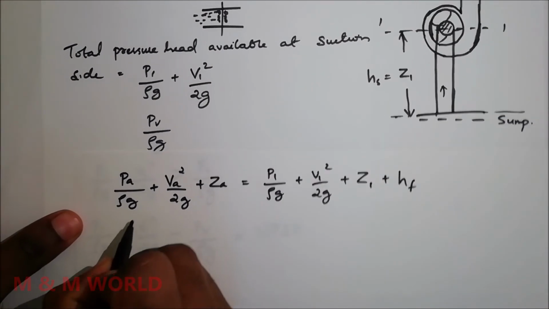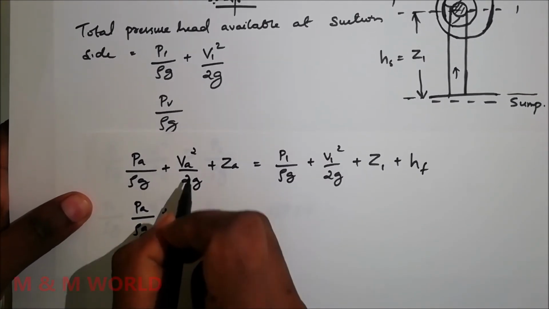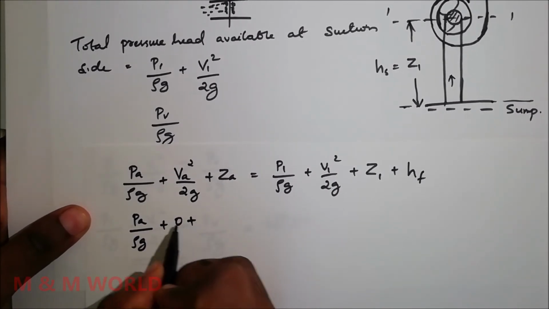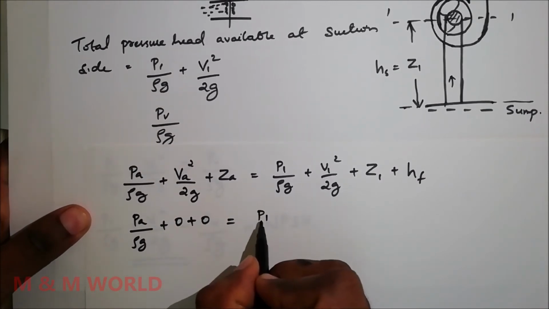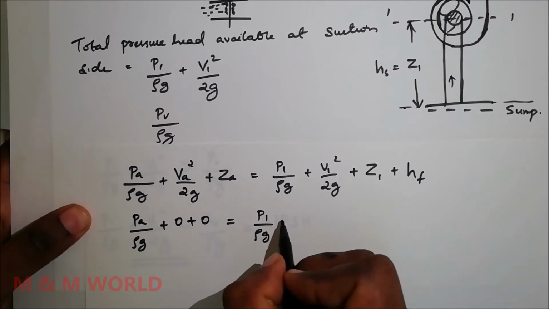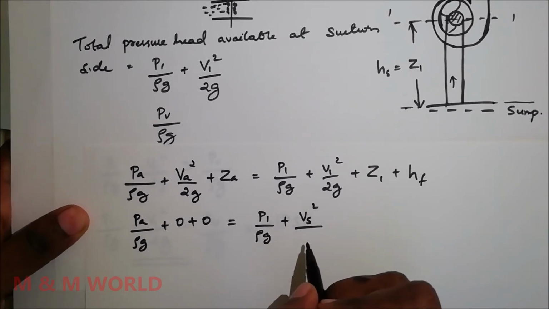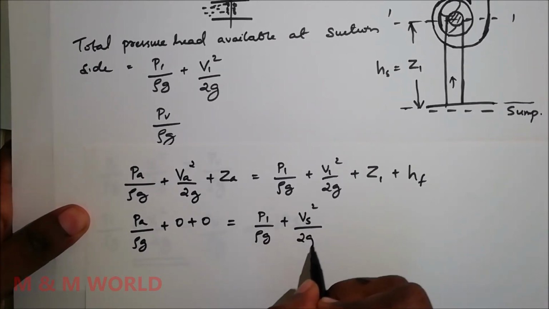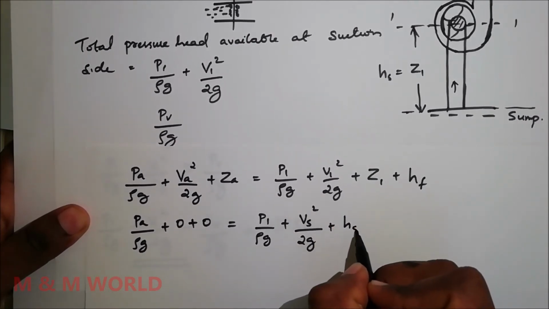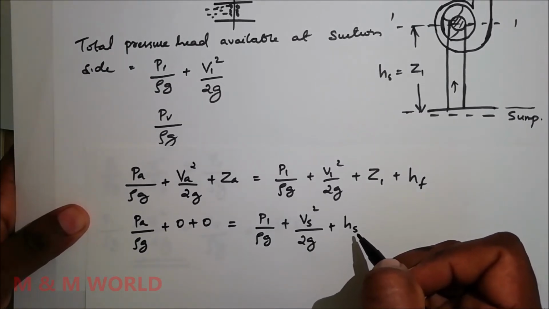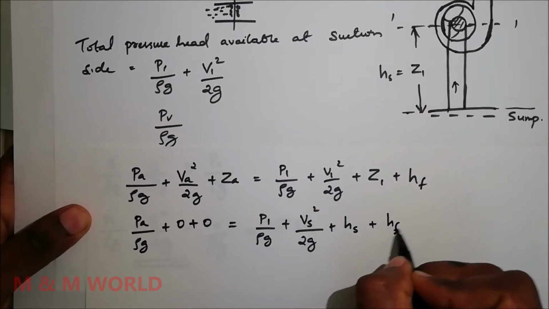Then this can be written as Pa by rho g plus Va, since Va is equal to 0, plus Za, since this is the datum line, this is equal to 0 plus P1 by rho g plus V1, that is equal to Vs, that is the velocity of liquid through the suction pipe, Vs square by 2g plus Z1, which is equal to Hs, that is the height of inlet of the pump from the datum line, plus Hf.